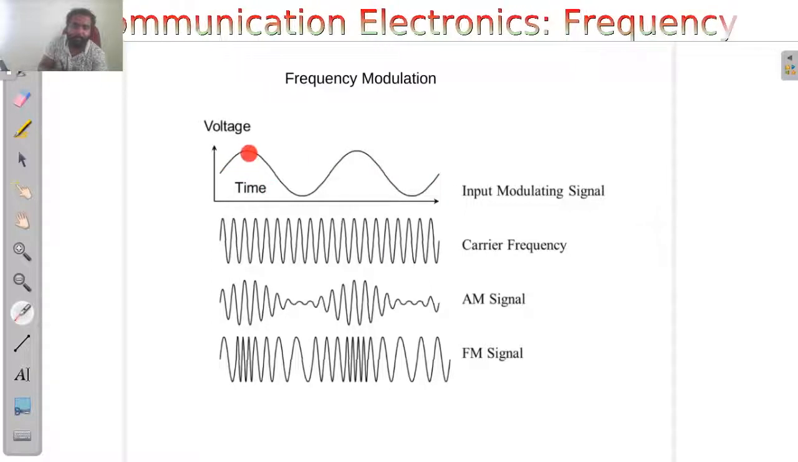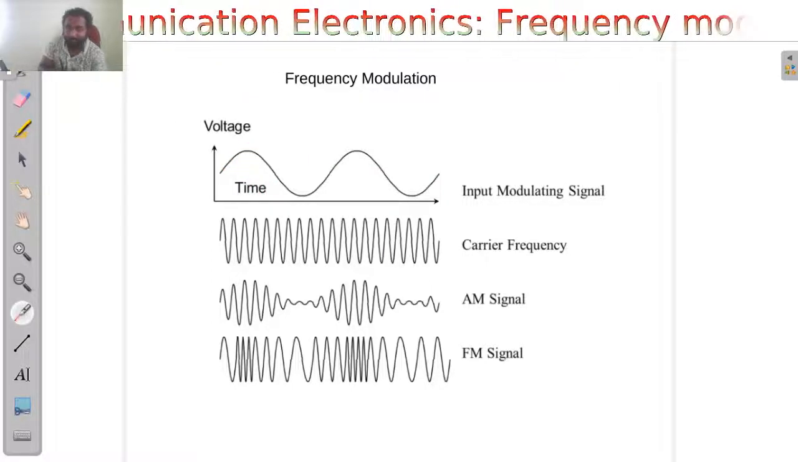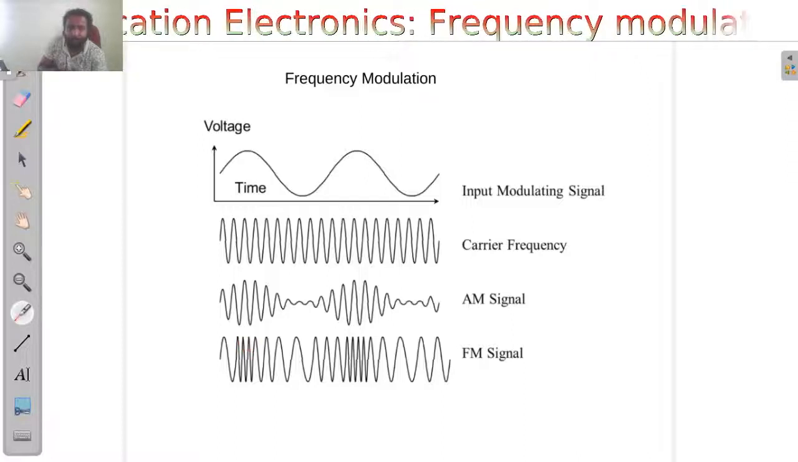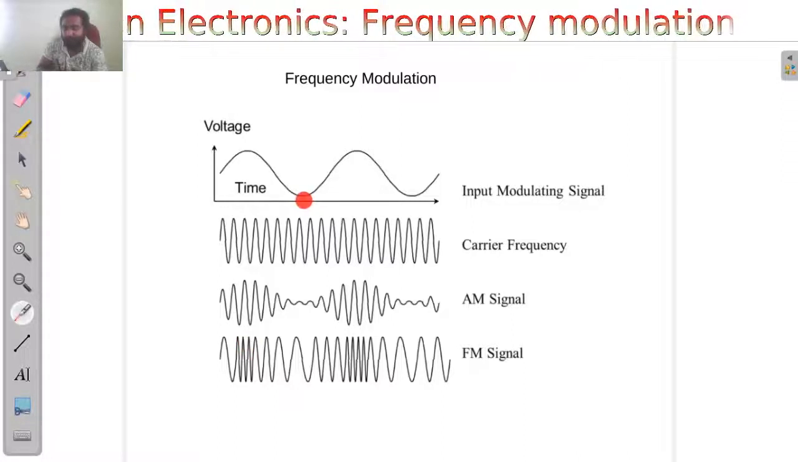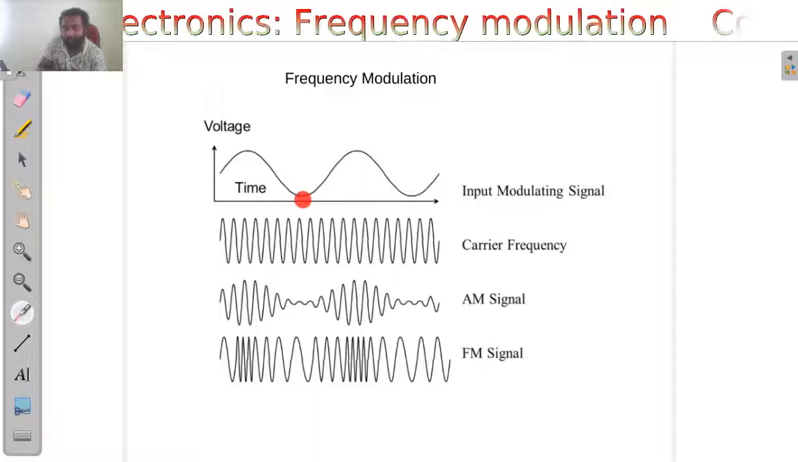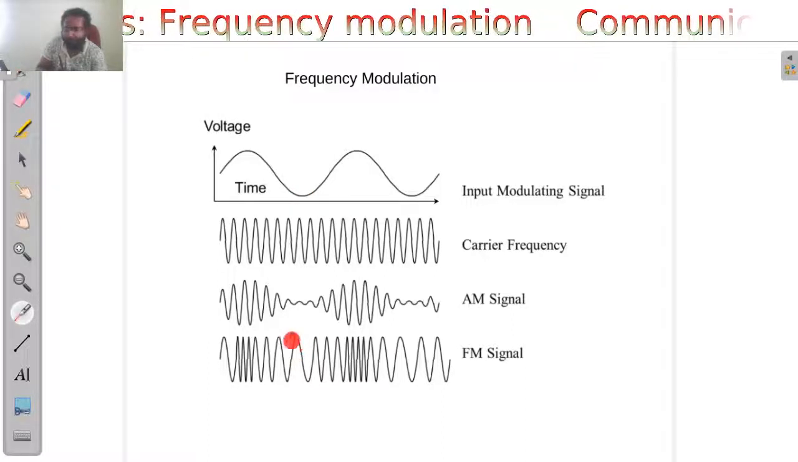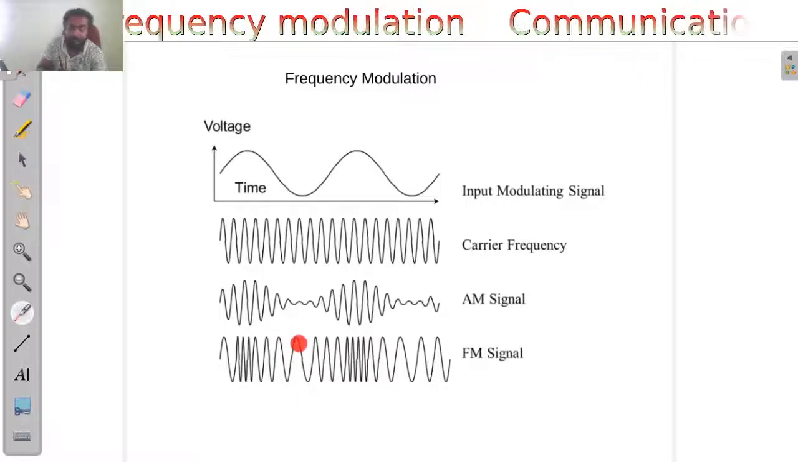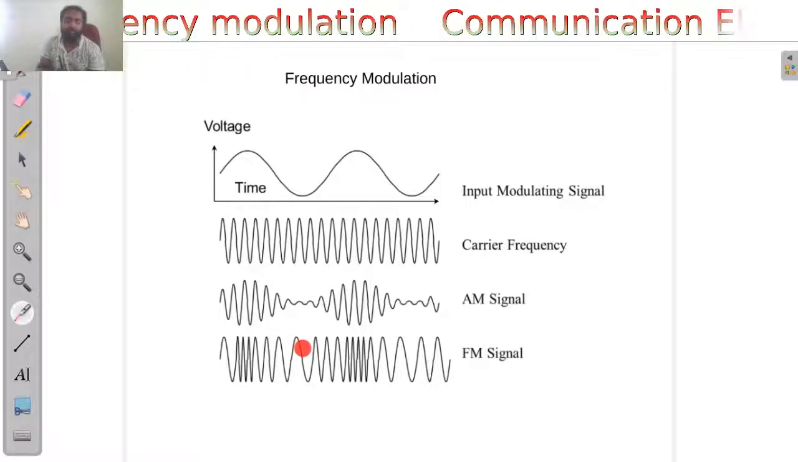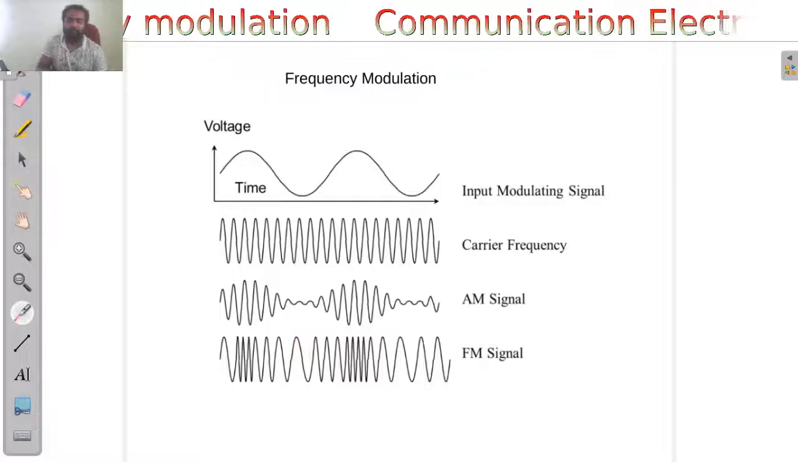So at this point, it is at fc plus delta fc. That is why the frequency is much higher here. And at this point, the frequency is much lower, and it is the lowest point that you can observe in your frequency modulated signal here. So this is having fc minus delta fc. That is the frequency at this point.